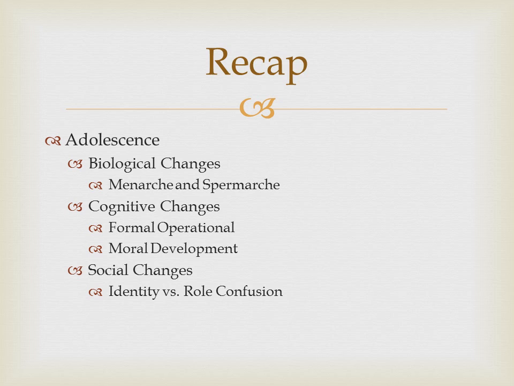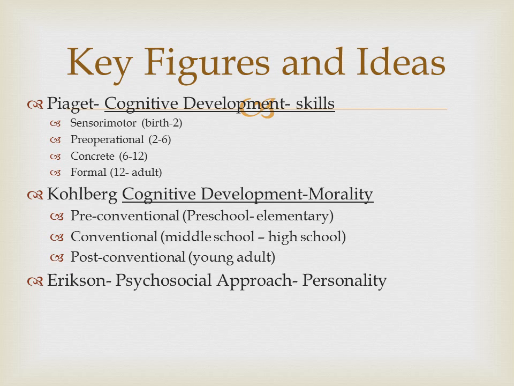So recap, we looked at adolescent development, we looked at the biological changes, the cognitive changes, and the social changes. We also looked at some key figures here. We looked at Piaget and his stages of development, Kohlberg, pre-conventional, conventional, and post-conventional, and then we looked at Erikson's stages.